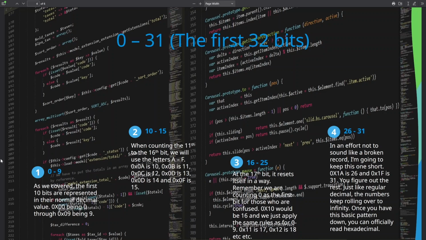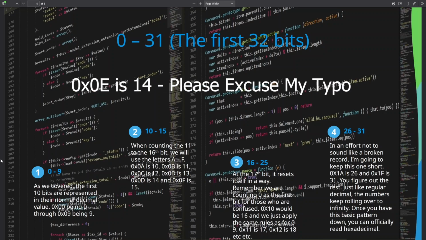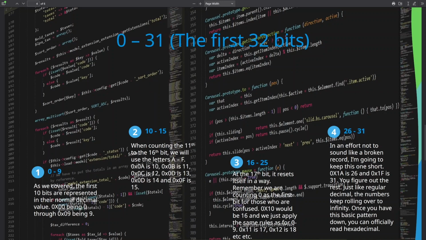10 to 15. When counting the 11th to the 16th value, we will use the letters A through F. 0x0a is 10, 0x0b is 11, 0x0c is 12, 0x0d is 13, 0x0e, this is supposed to be an E, I accidentally put a D, but it's an E. So 0x0e, as in echo, is 14, and 0x0f is 15.